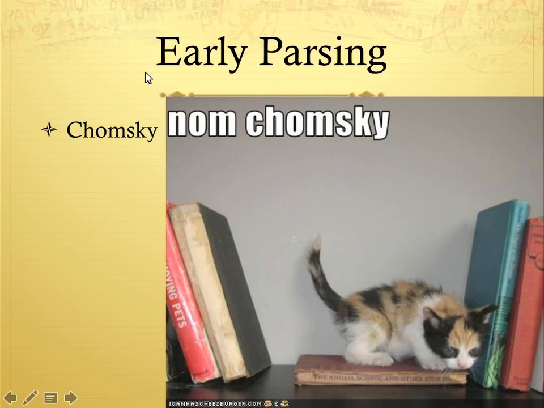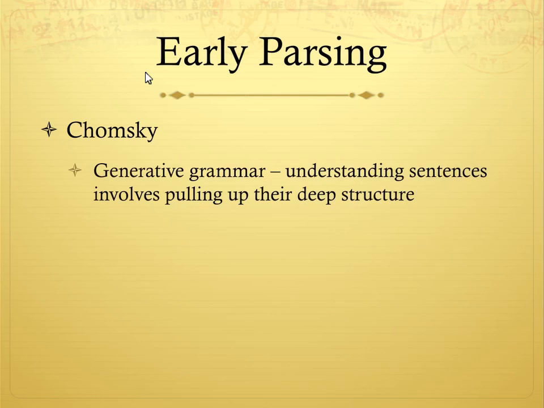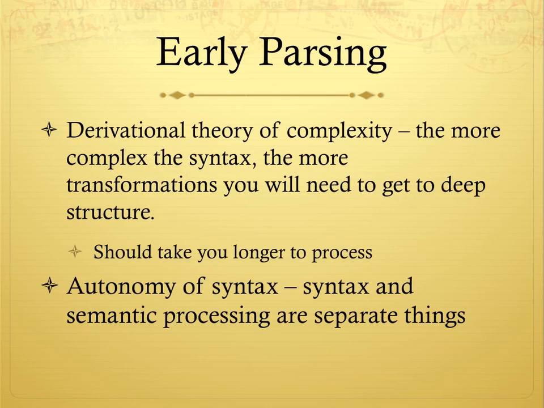Okay. So we're going to get into early and late process parsing and use some Chomsky theory, which we haven't done too much this semester, and talk about his ideas for how we parse sentences, getting back into surface and deep structure. So Chomsky's arguments for generative grammar were that to understand or to parse sentences, we really had to pull up what was called their deep structure or their semantic meaning. And the way that you did this was by doing transformations.